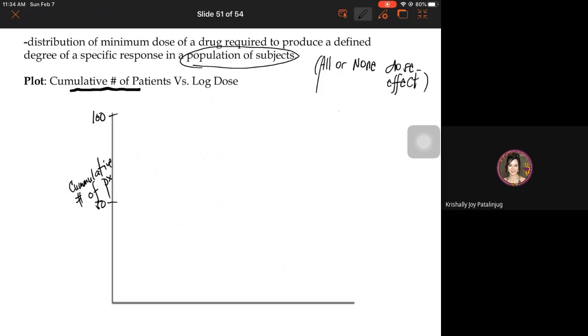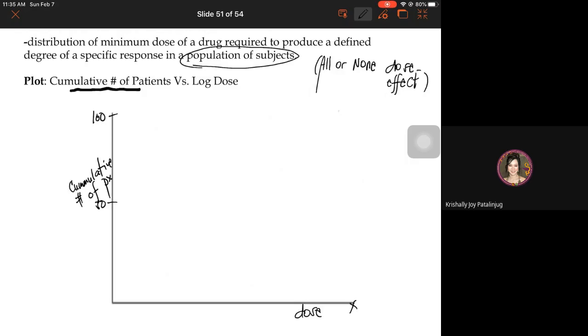Then we relate it to the drug dose. Okay, so we have the dose on the x-axis again. In a quantal dose response curve, on the y-axis we have the rate of an outcome occurrence in a population against the drug dose on the x-axis.